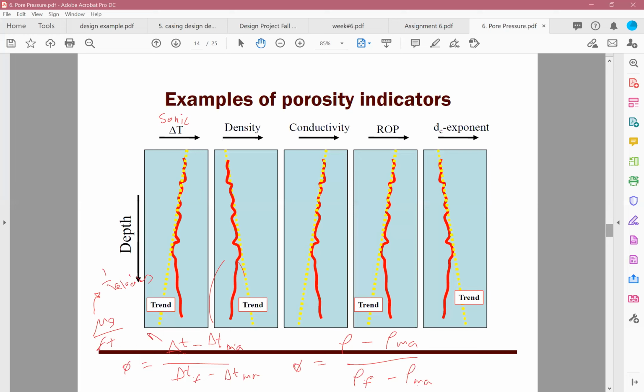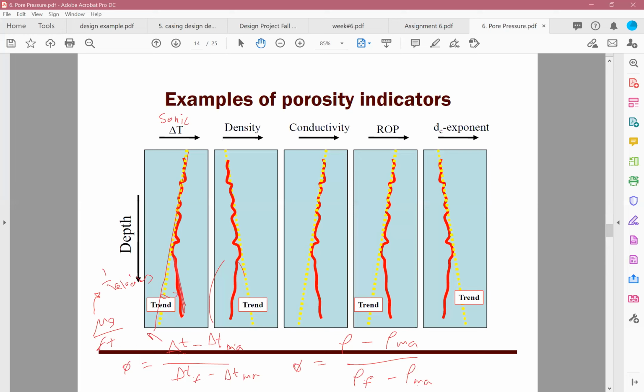and delta T should also increase. I think it's... no, yeah, delta T is basically dropping, and then you can establish the normal compaction trend. You see the actual values from the well logs, and then you can use any method to calculate the formation pressure at those depths, right?